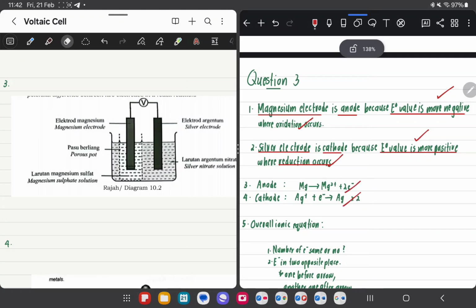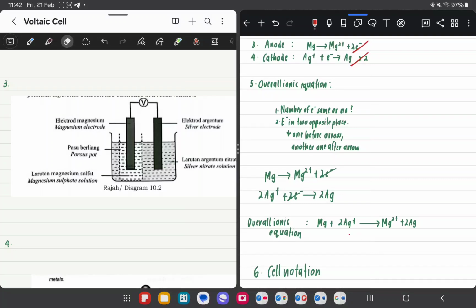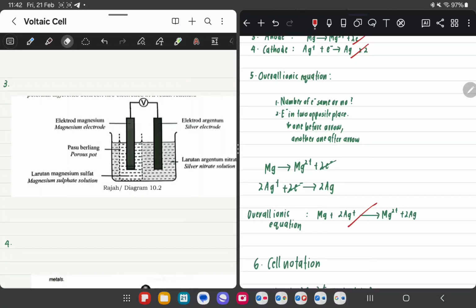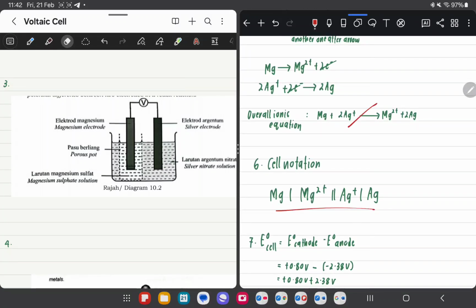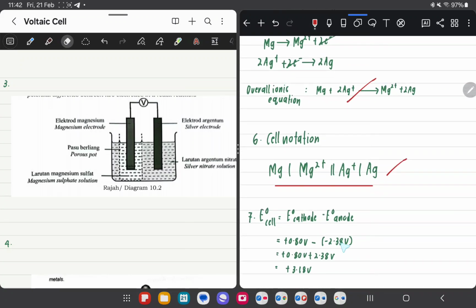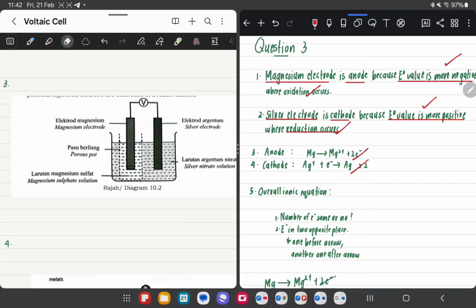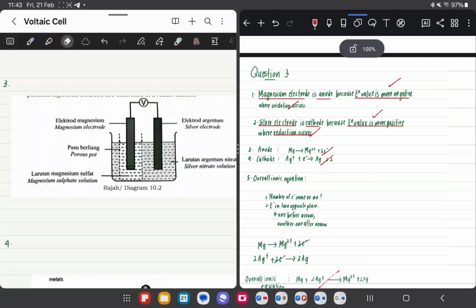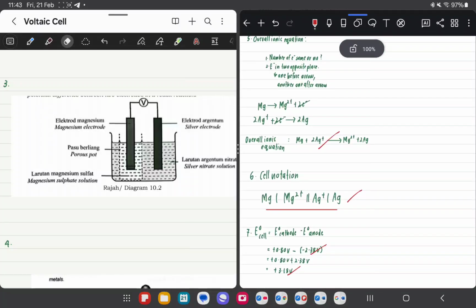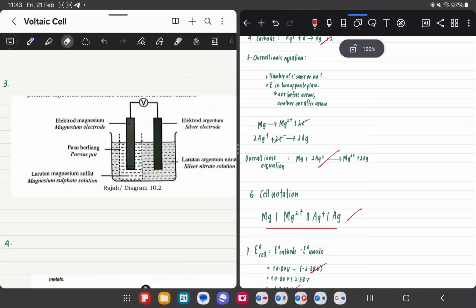Half equations you do correctly. You copy correctly from the table. The anode you reverse because of oxidation. The cathode you copy like that, you'll get 1 mark. And then your overall ionic equation is correct, you get 1 mark. Cell notation correct like this: anode, bridge, cathode. Anode first, bridge, then cathode, you get another 1. Then the formula and the final answer. So 1, 2, 3, 4, 5, 6, 7, 8, 9, 10. So you got your 10 marks here. So make sure you do it like this, like what I did for you. So this is the complete answer scheme.